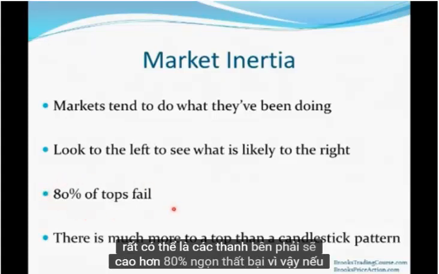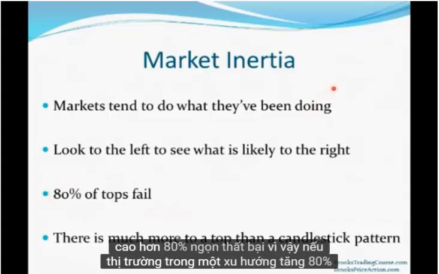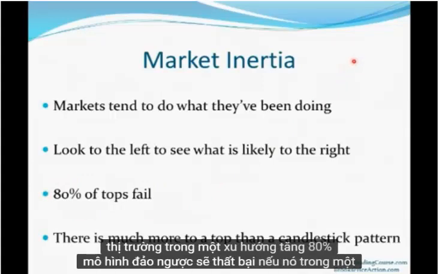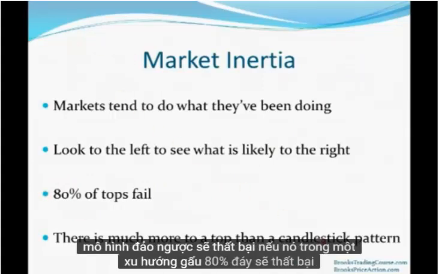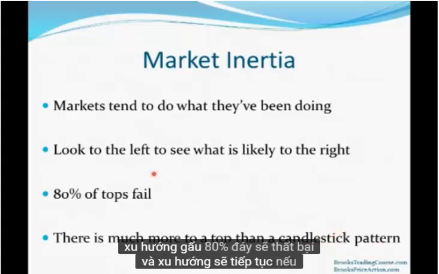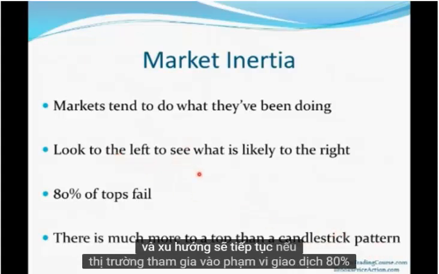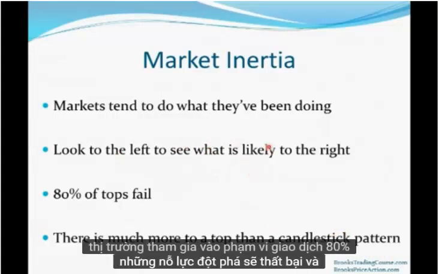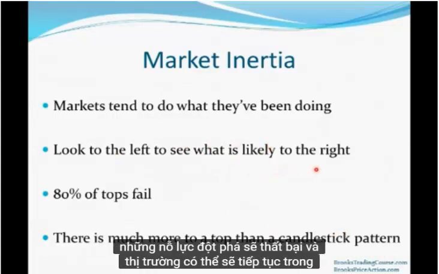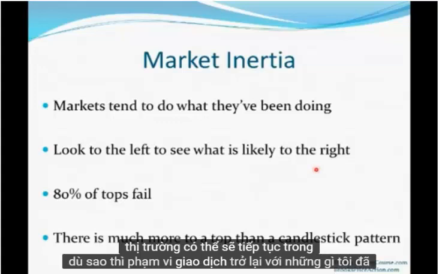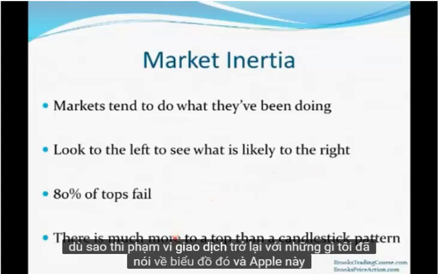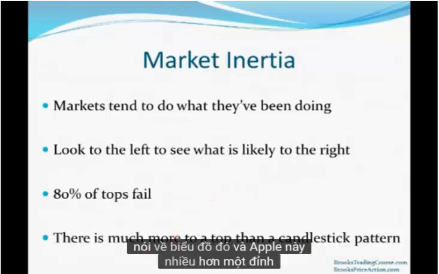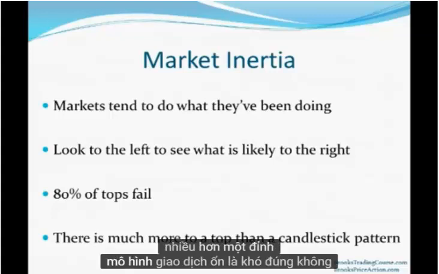80% of tops fail. So if the market's in a bull trend, 80% of the reversal patterns will fail. If it's in a bear trend, 80% of the bottoms will fail and the trend will continue. If the market's in a trading range, 80% of the breakout attempts will fail and the market will probably continue in the trading range. Anyway, back to what I was saying about that chart in Apple. There's much more to a top than a candlestick pattern.